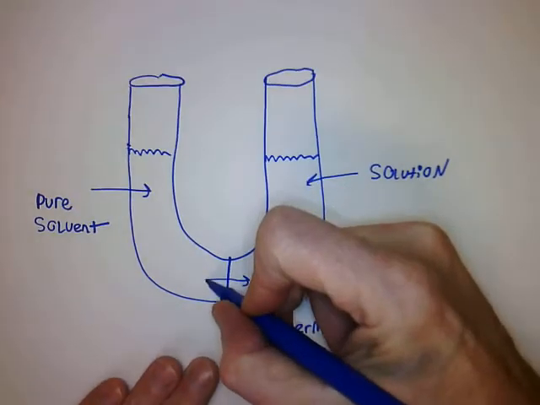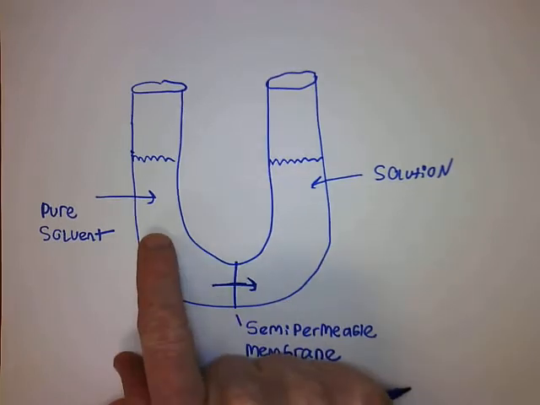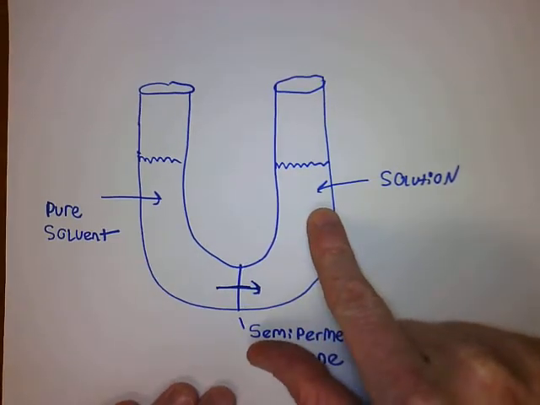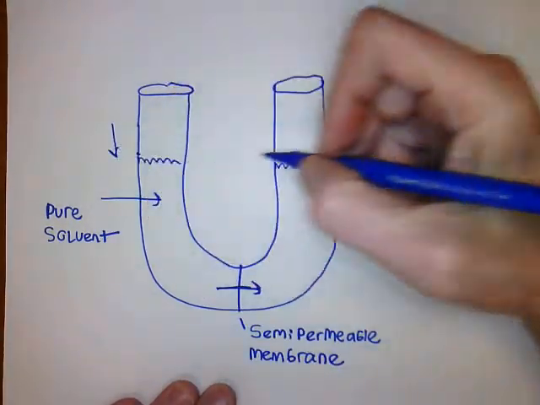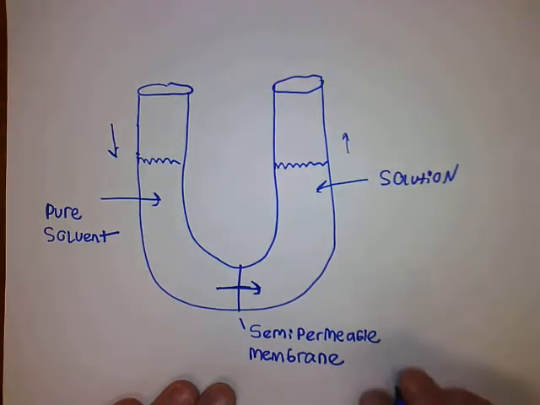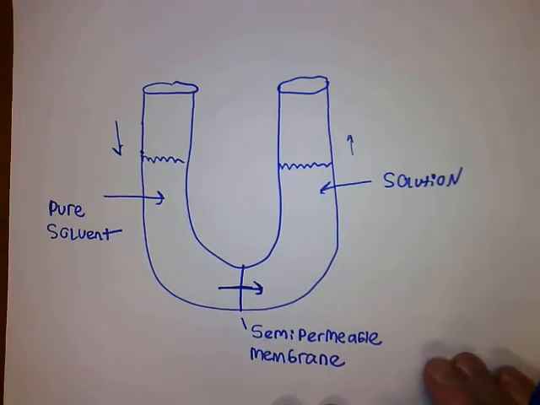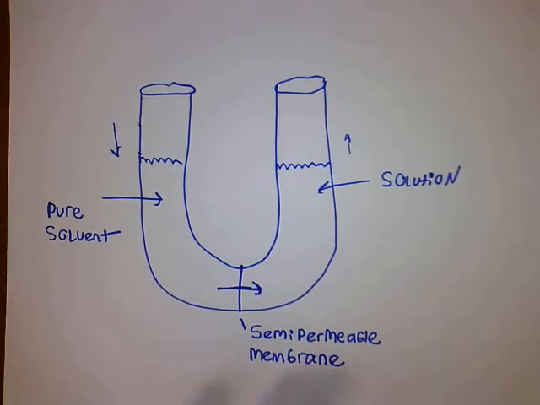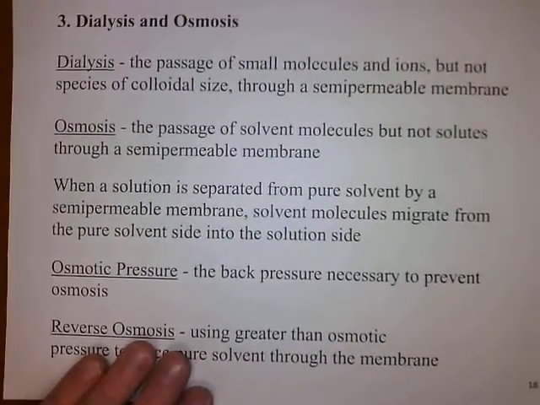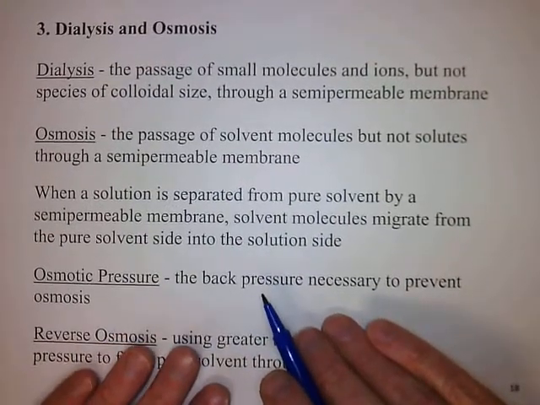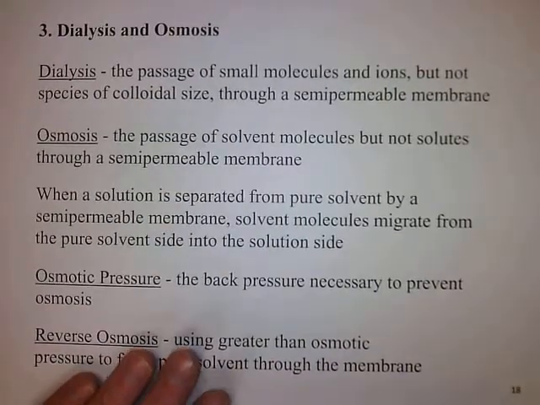Then there's going to be a tendency for the solvent to migrate from the pure solvent to the solution side. Okay, in other words, this will go down, and this will go up. In other words, there's a tendency for things to become more diluted like this. All right, so that's basically osmosis. Okay, so osmotic pressure is the back pressure necessary to prevent this from happening.